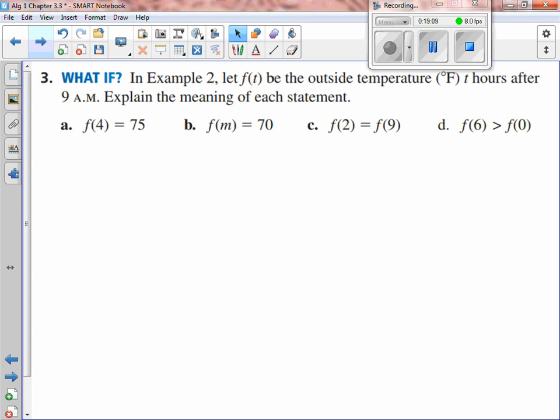Well, what would C be? F of 2 equals f of 9. That's telling me the temperatures are the same at those two times. Because if they're equal, it means they are the same.